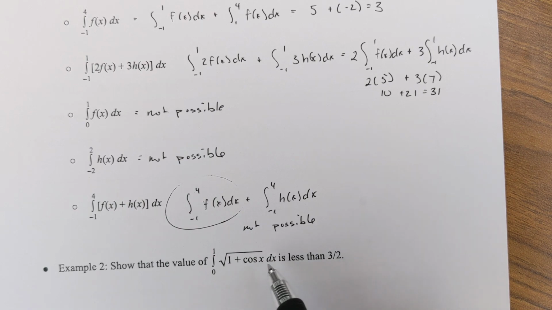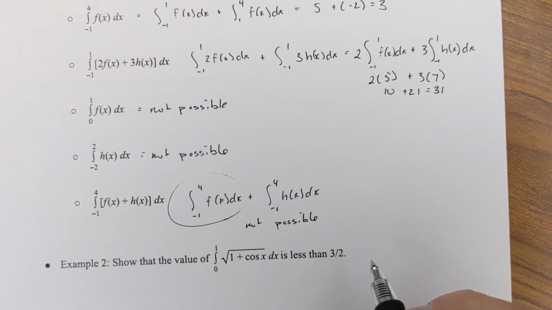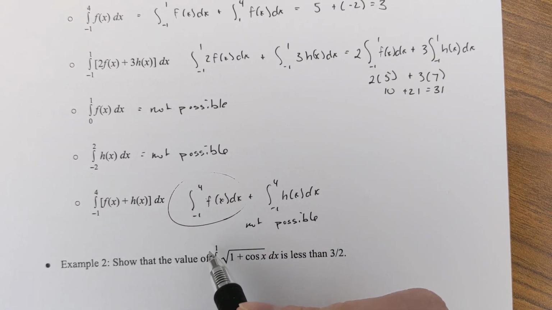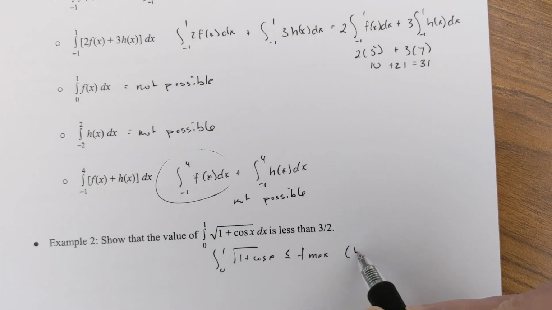So the integral is always less than the maximum value and more than the minimum value. So if I can figure out what the maximum value of this is, and if it's less than 3/2, then the integral is also less than 3/2. No, because b minus a is going to be 1. So essentially we're using this rule. It has to be less than or equal to f max times b minus a.